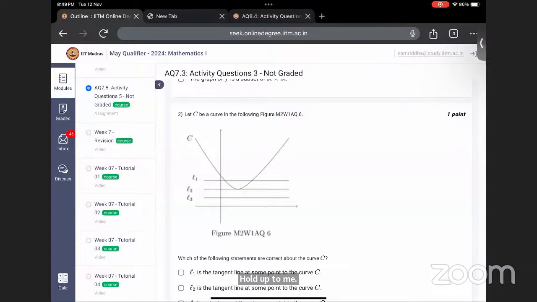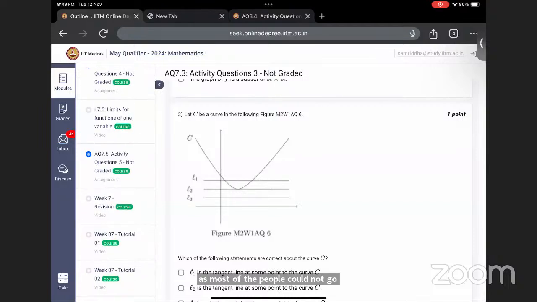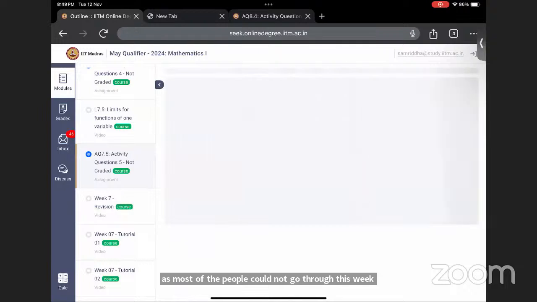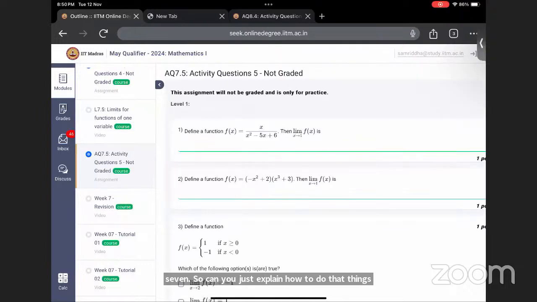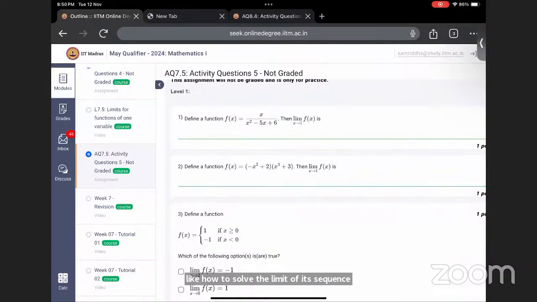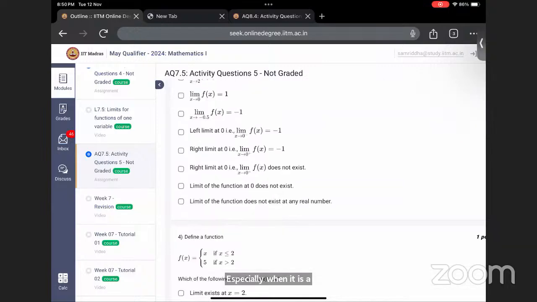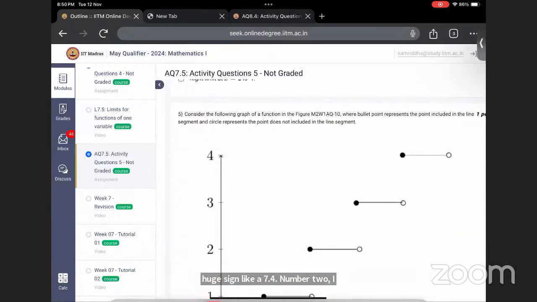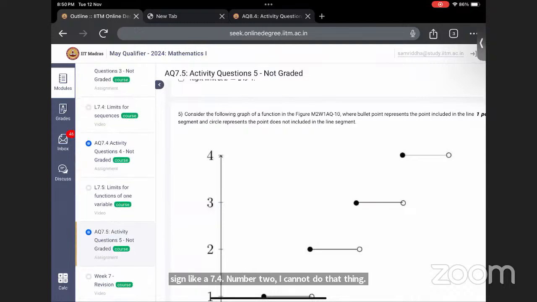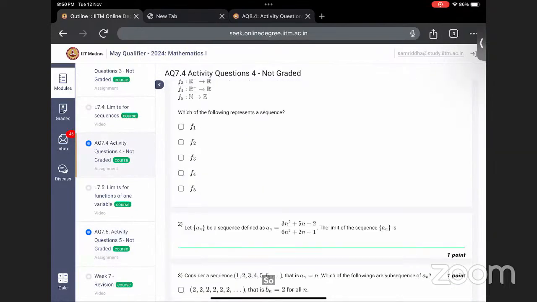Limit of sequence. There is some specific limit of sequence, right? Like limit n tends to infinity, 1 plus 1 by n whole to the power n, like this, one or two, as most of the people could not go through this week 7. So can you just explain how to solve the limit of a sequence, especially when it is a huge sequence, like 7.4 number 2, I cannot do that. So 7.4, this is not number one only problem. Okay, let me check.